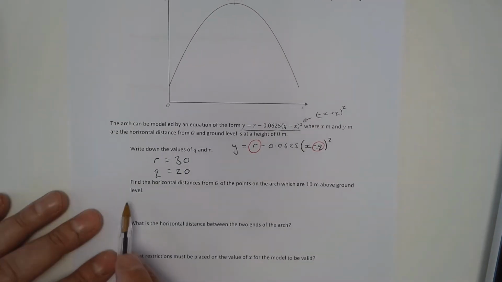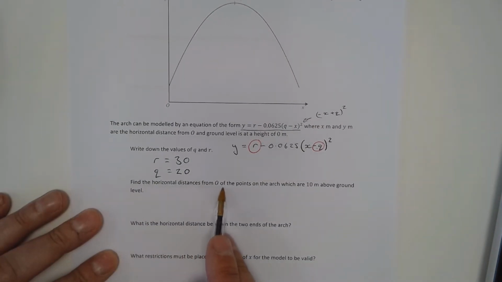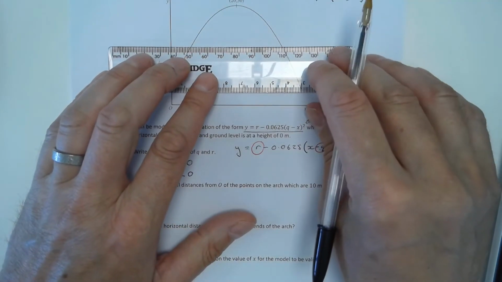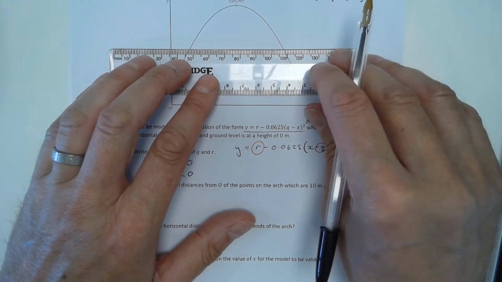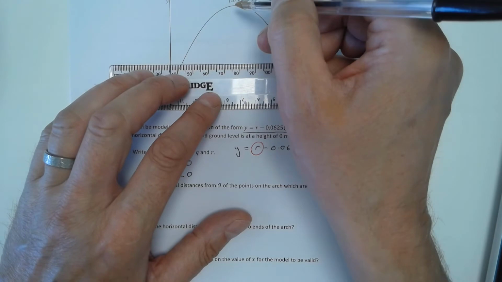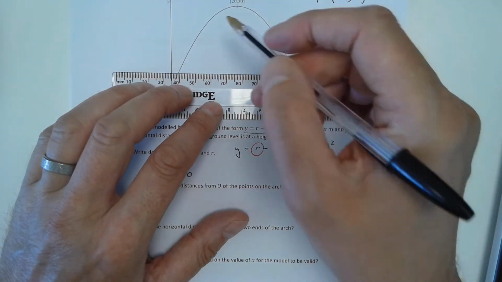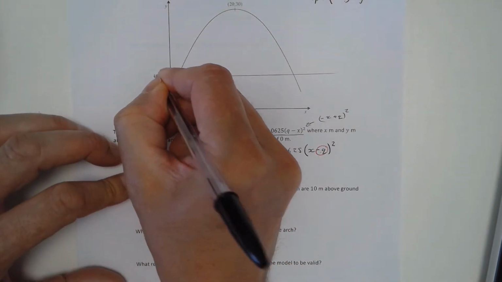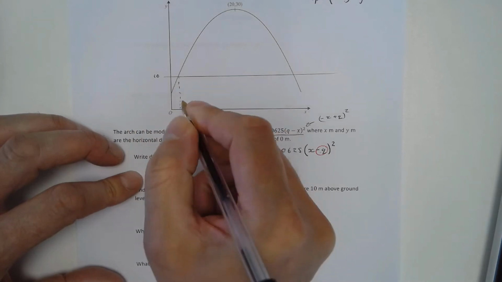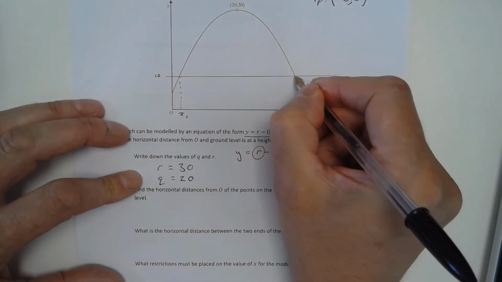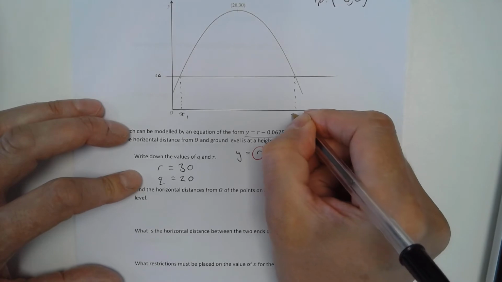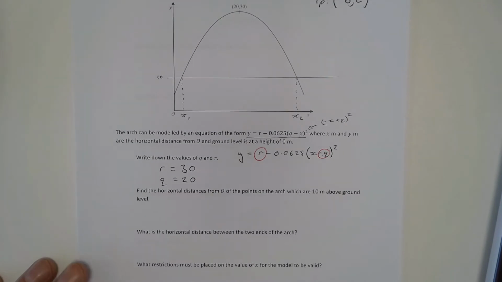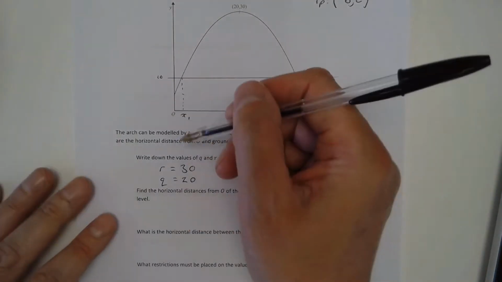Right, so the next thing we're going to do is find the horizontal distances from O of the points on the arch which are 10 metres above the ground. So let's think about what we're doing here. We've got this arch which goes up to 30. This isn't accurately drawn, but never mind. So what I want to know is what are the x values at the points where this y value is 10, where the arch is 10 metres high.